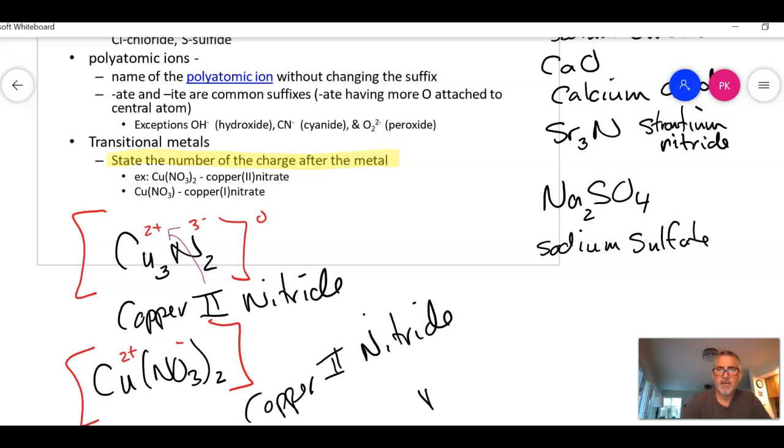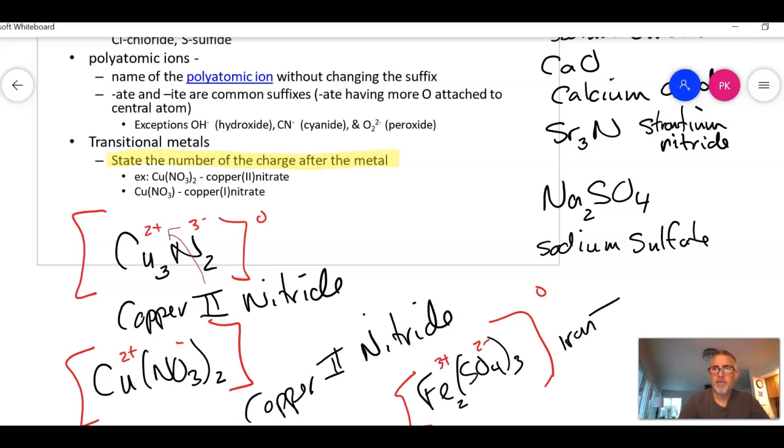If I had something like that, same thing. I know that this is 0. I know that sulfate, if I look at my paper, is 2 negative. And so now I have 6 negative charges. I would have to have 6 positive charges, so that would have to be that. So this would be called iron 3 sulfate.